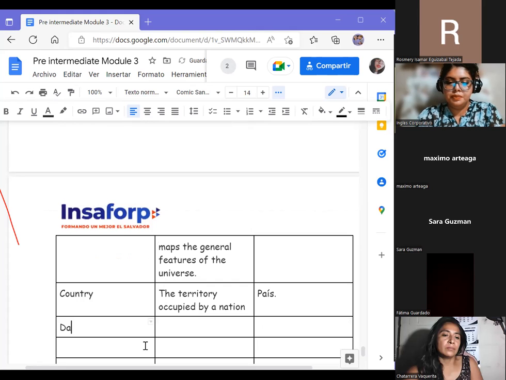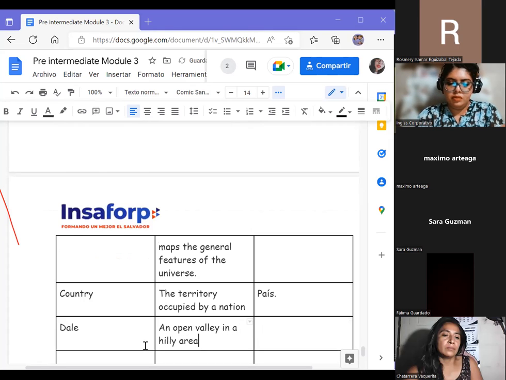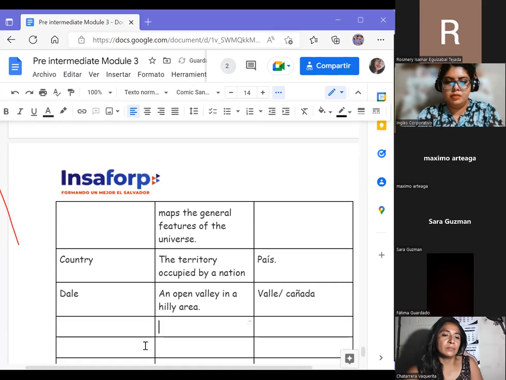Then we have dale. But this one means an open valley in a hilly area. And this one means valle o cañada. Then we have delta. But this one is a triangular area of alluvial deposits where a river divides.